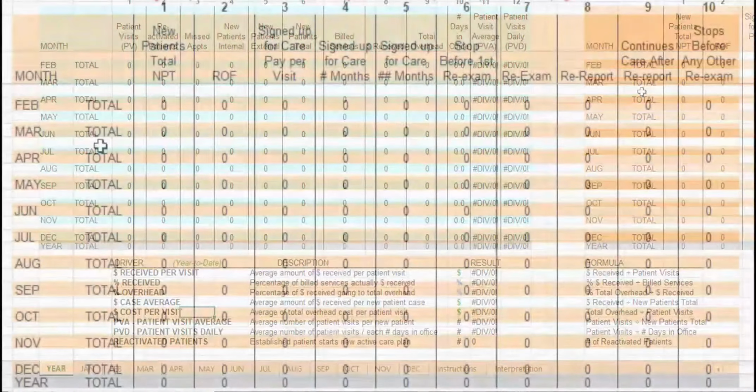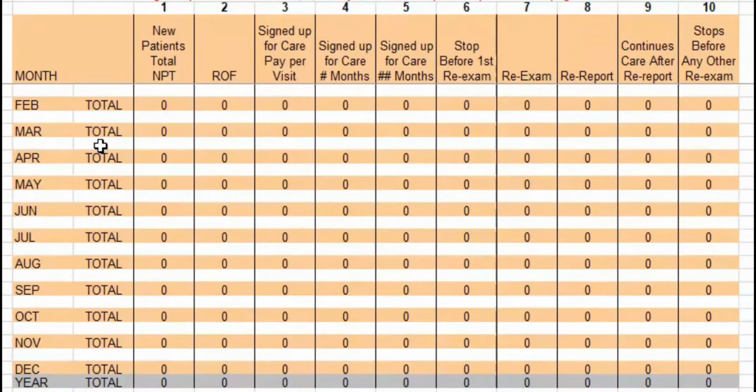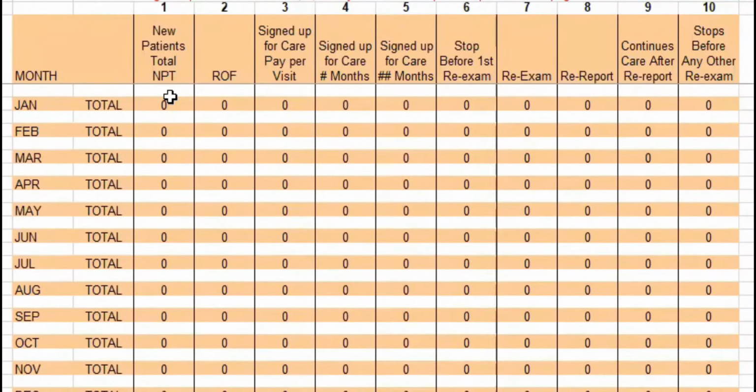Now, this is where this really helps us out. I want you to imagine that you had 10 new patients. During the month of January, you had 10 new patients, and you had 0 reported findings. Where's your problem? Clearly, your visit 1 sucks. You need to do something about it, right? Work with us. We'll help you out.